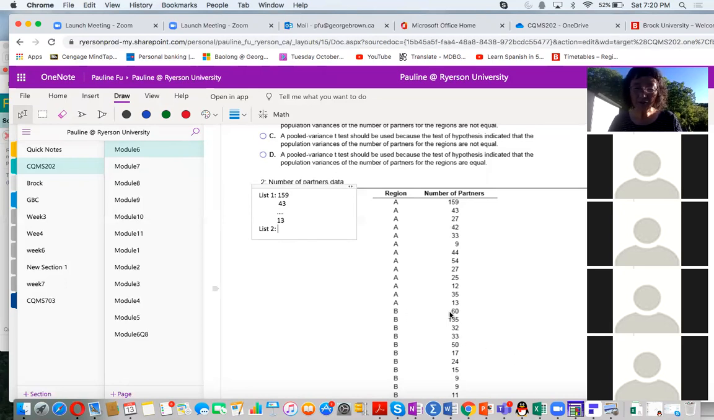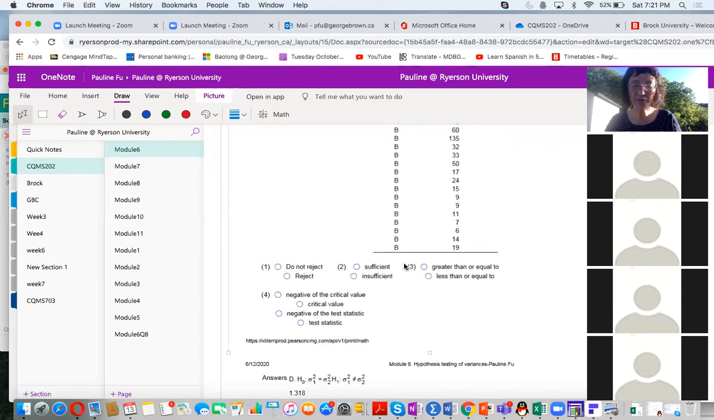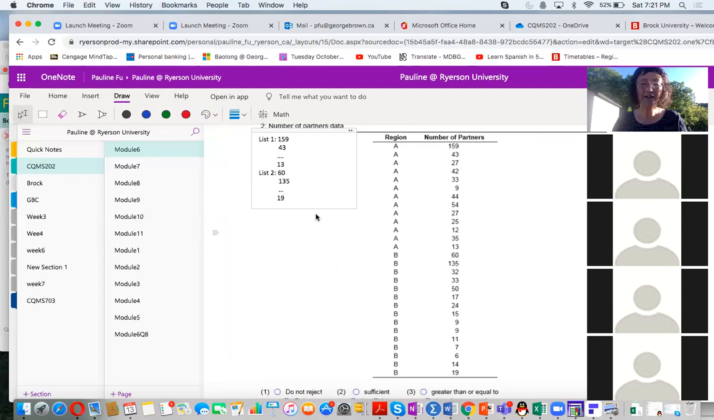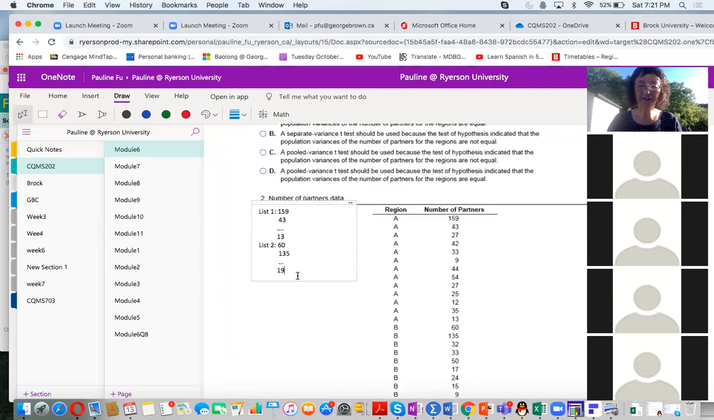List 2, the first number is 60, then 135, 60, 135, okay, and then etc., etc. The last number for B region is 19, 14, 19. So the last number is 19. So type in list 1 and list 2 on your calculator. Okay. So this I will show you.